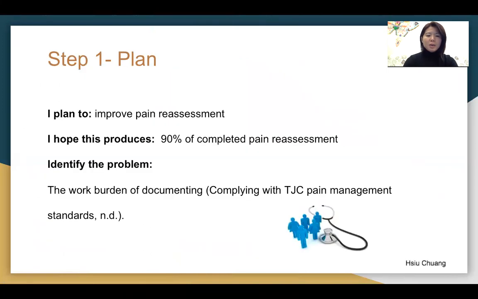Step 1, plan. When I audited pain reassessments, I found only 50% of nurses did pain reassessments. So I interviewed nurses as to why they forgot to do the pain reassessments. They stated that they constantly check on the patient who had pain medications. It's just the work of going on the electronic charting, putting out the document flow sheets, and charting the number of pain labels that makes them forget to complete the pain reassessment. So through this PDSA project, I hope at least 90% of pain reassessments will be completed.